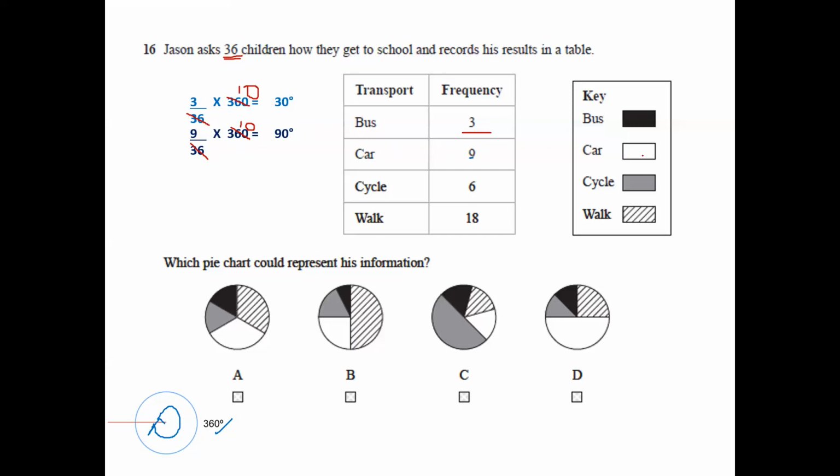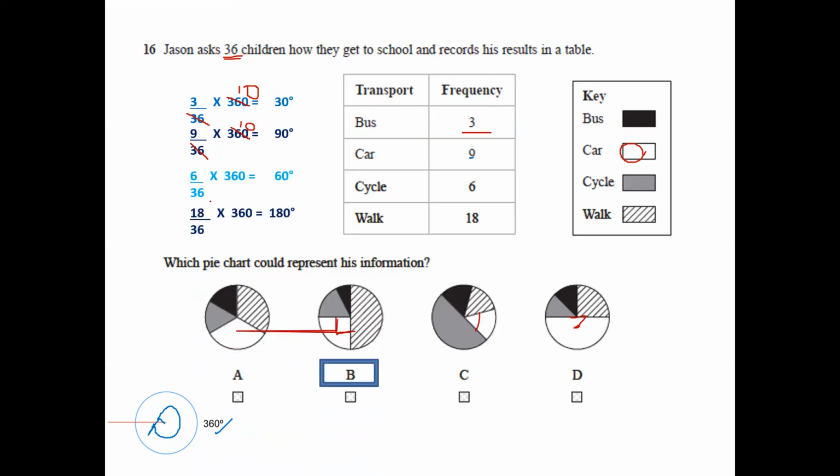So the children who come by car is represented from this white color space, right? So we'll look for 90 degrees. In this one, that is not a 90 degree. And this one is a 90 degree. So we can consider this as the answer. This is not a 90 degree. This is also not a 90 degree. So therefore, this white color or the design which represents car, the 90 degrees, is this second option B.